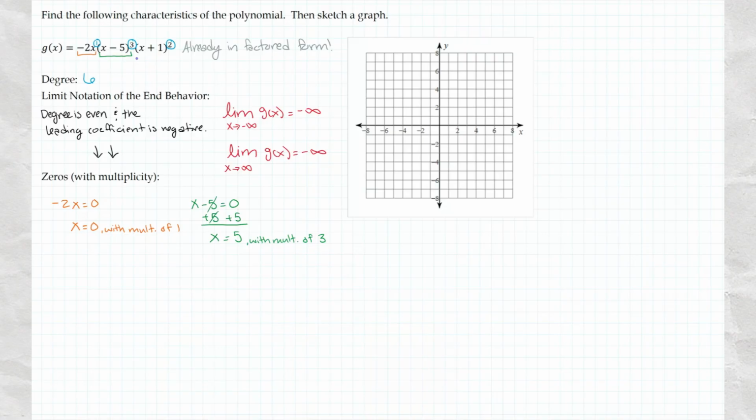Our last intercept is going to be x equals negative 1. This has a multiplicity of 2, so those even exponents are going to have a bounce as it interacts with the x-axis. It's going to hit the x-axis and then go back the other direction.